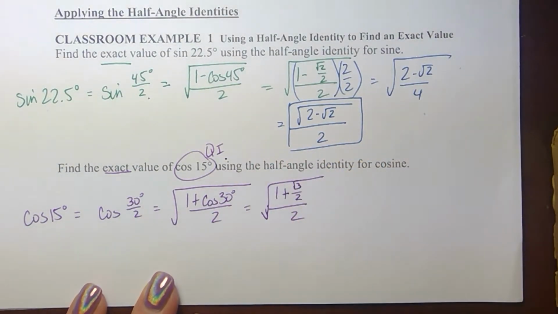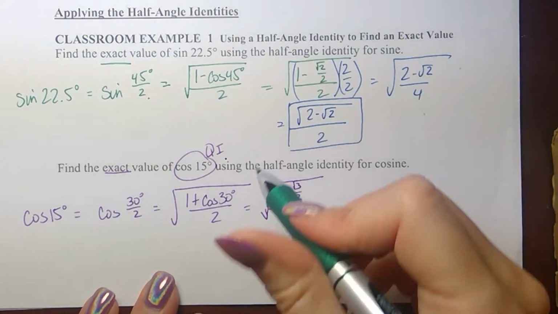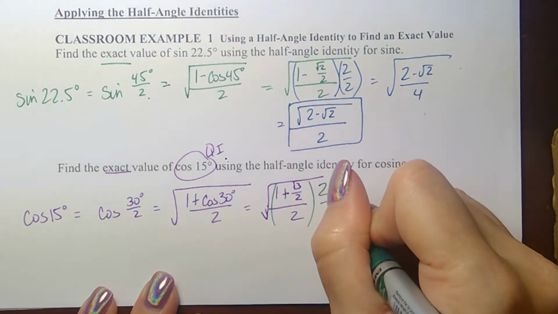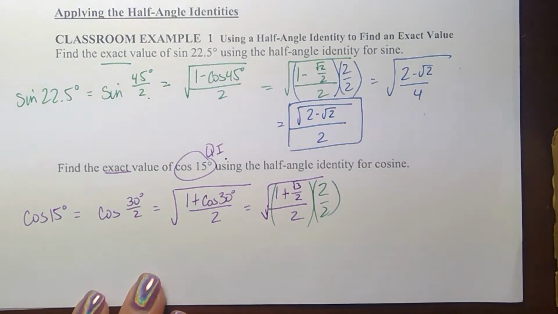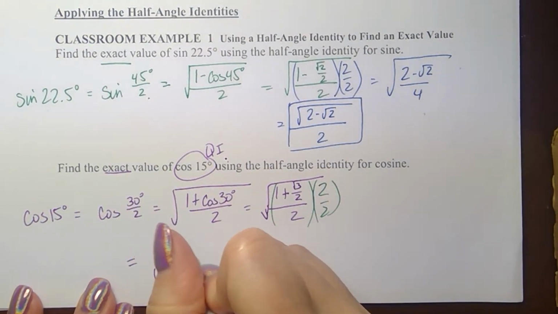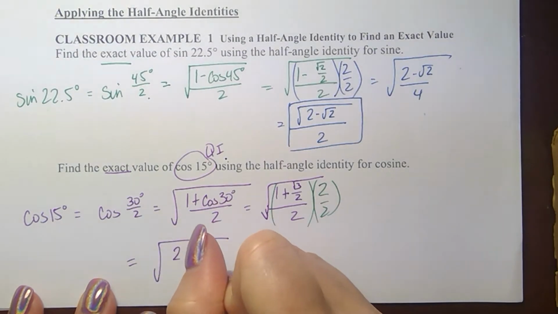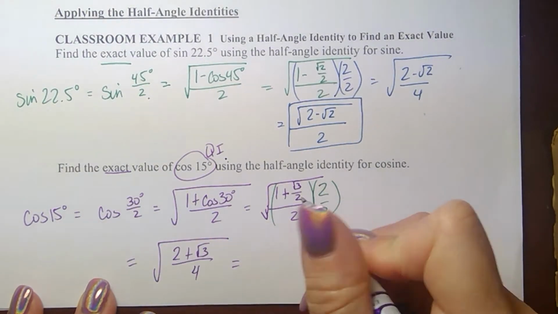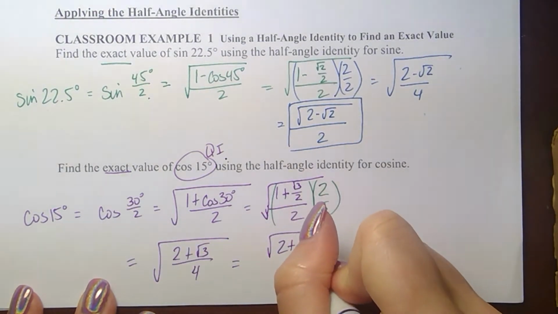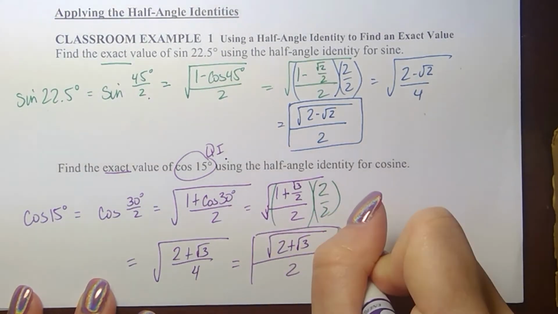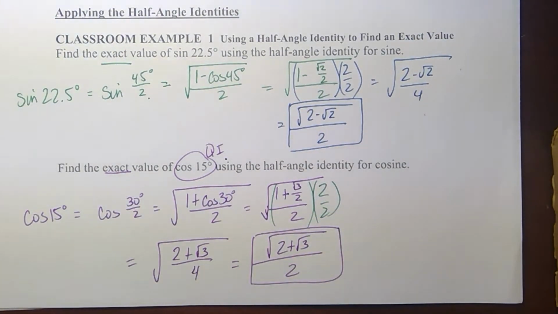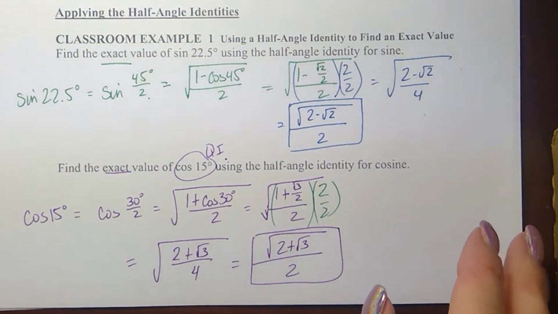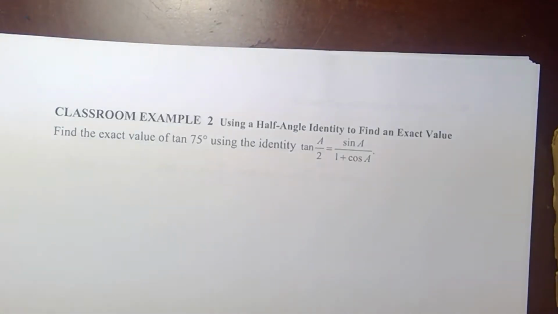Again, I have this complex rational expression that I need to simplify. I'm going to multiply by that well-chosen 1, 2 over 2. When I do that, my result is the big square root of (2 plus square root 3) over 4. And I can simplify my denominator. Okay, that's our basics for how to use those half angle identities. Let's do it again, but with tangent on the next page.